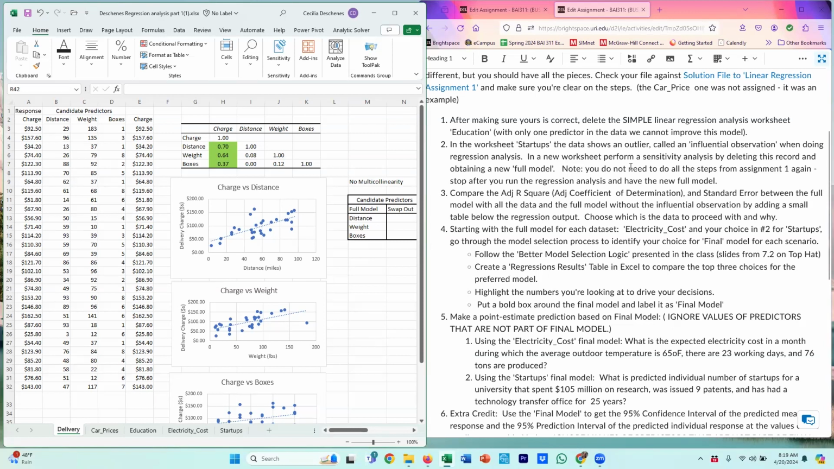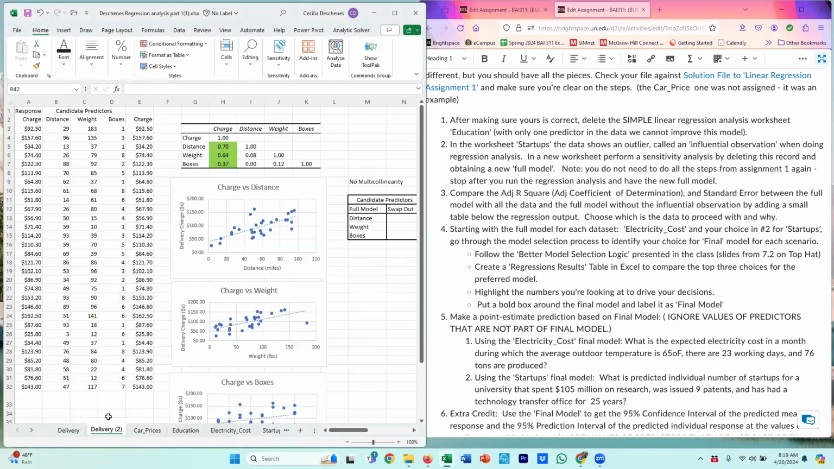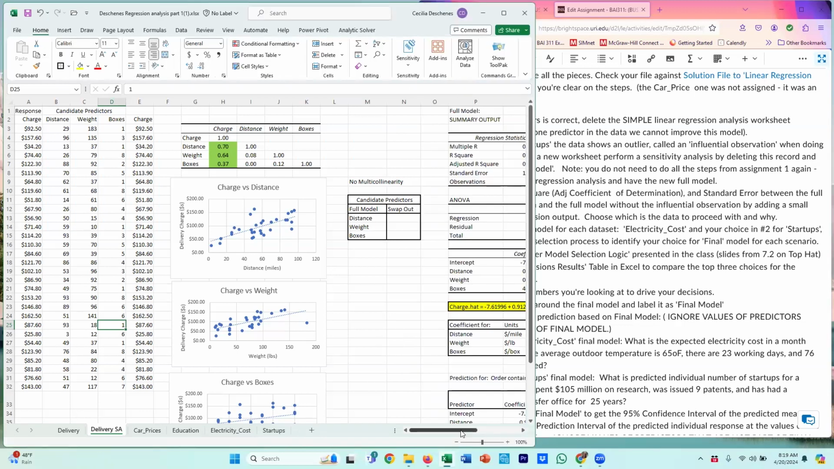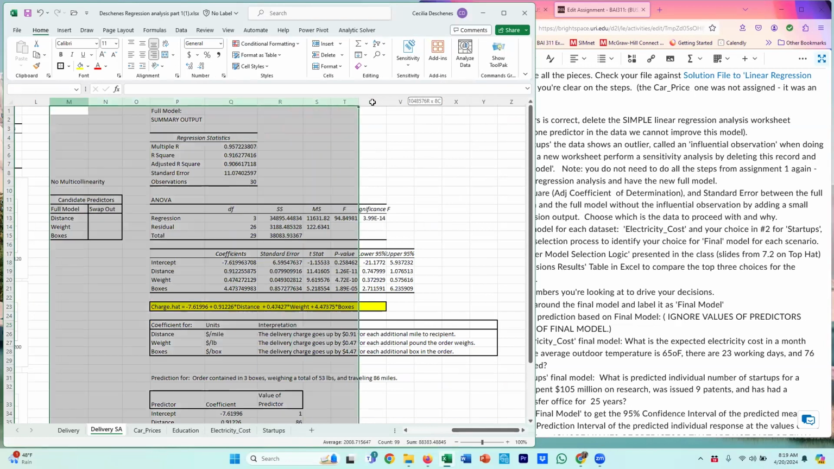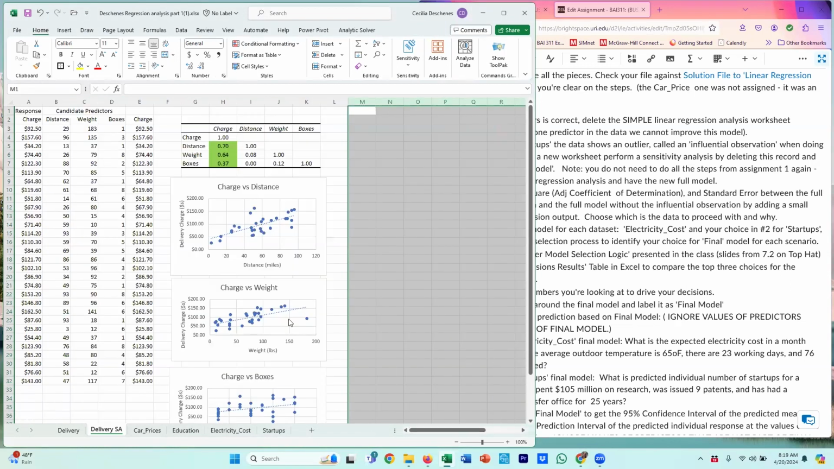Okay. So the first thing is, in a new worksheet, I'm going to do a sensitivity analysis. All right, so let me just make a copy of where I'm at right now. Move or copy, create a copy, and I'm going to put it here, and let me just call this delivery, rename this essay for sensitivity analysis. Okay, so I'm just going to come in here, and I am going to delete all this. Just delete this. We're going to redo this now in new data because we're going to get rid of this influential observation here.